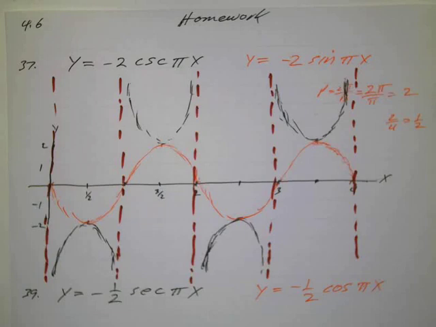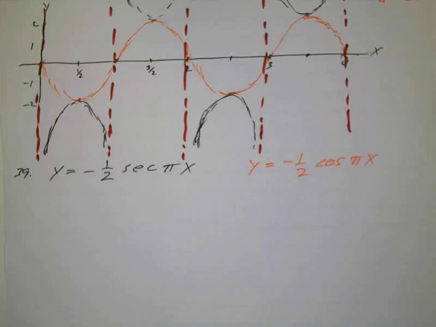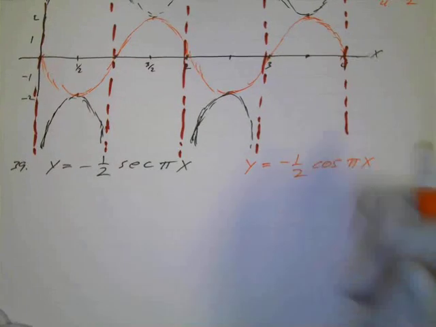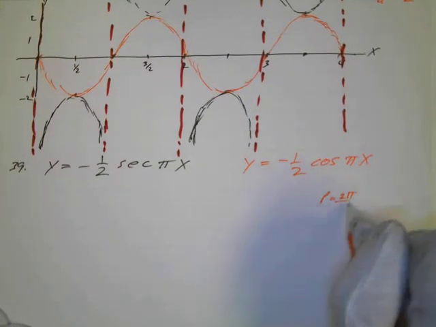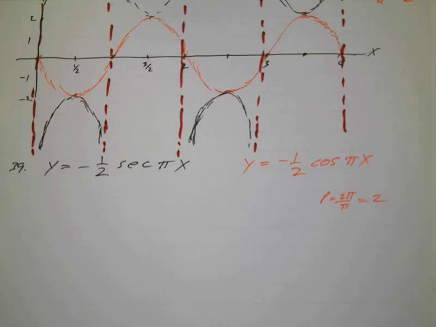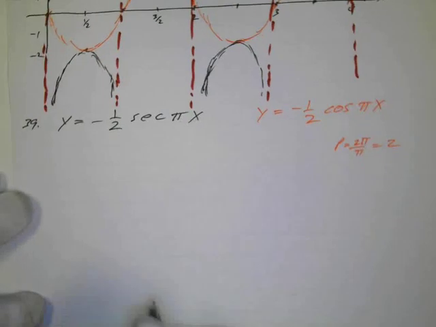Alrighty. And 39. Again, this is going to be our reference function. So, well, we got the same period. In other words, period equals 2 pi over b, which is 2 pi over pi, so the period's going to be 2 again. And this is going to be negative 1/2, so my amplitude won't be so high, so that'll be a little bit easier. I'll probably use the scale anyway to scale it down a little bit.